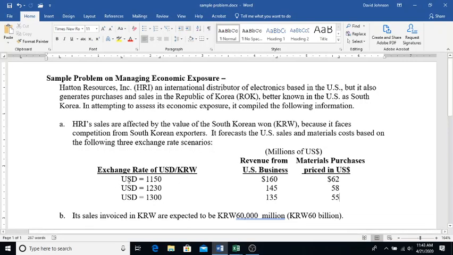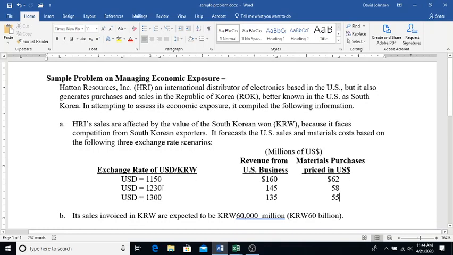Notice here that these exchange rates, unlike most of the situations that we look at, are the indirect exchange rate. That is, from the U.S. dollar perspective, it shows how many South Korean won one U.S. dollar will purchase. Under the first scenario, where one U.S. dollar purchases 1,150 won, revenue from U.S. business is going to be $160 million. U.S. priced purchases are $62 million.